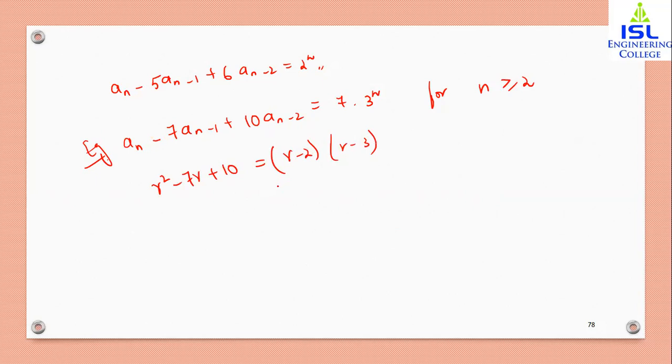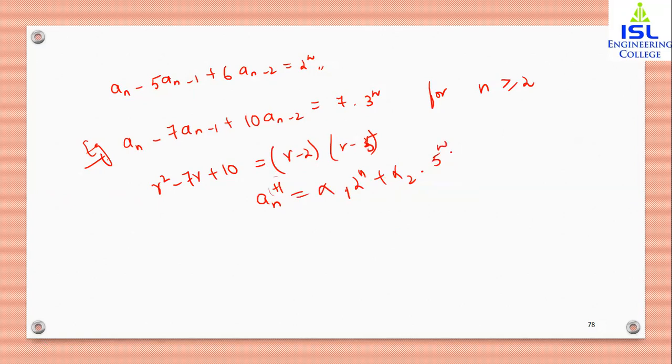What are the characteristic roots? The solution will be written as a n is equal to alpha 1 into 2 power n plus alpha 2 into 5 power n. I'm sorry, this is r minus 2 into r minus 5. So over here we will have r minus 2. Why am I writing h over here? Because this is the homogeneous part. a n of h is alpha 1 into 2 power n plus alpha 2 into 5 power n.